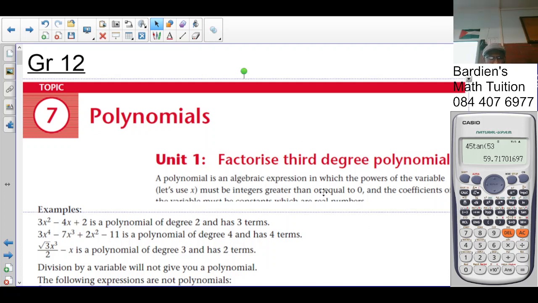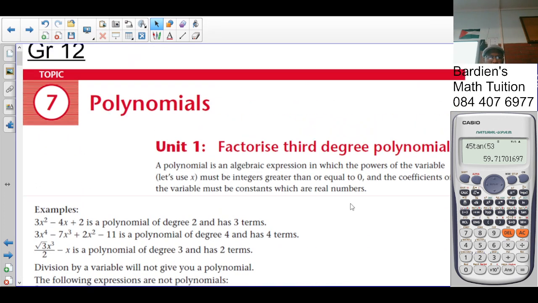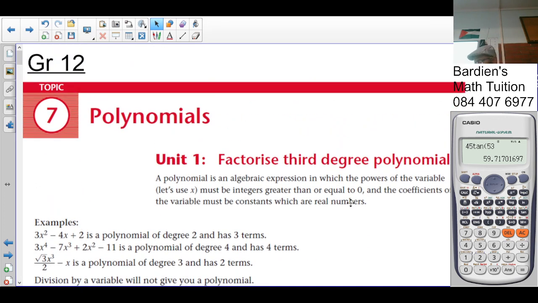Okay, good morning class. So today we're going to look at the new topic, which is polynomials. This will lead into, or some call it 3D, the third degree or cubic factorization. This leads into calculus as well. Polynomials.